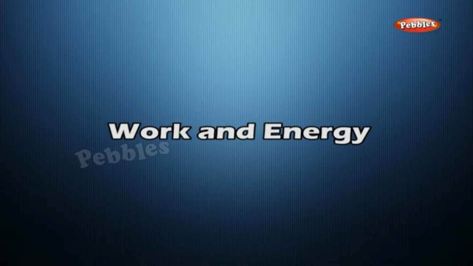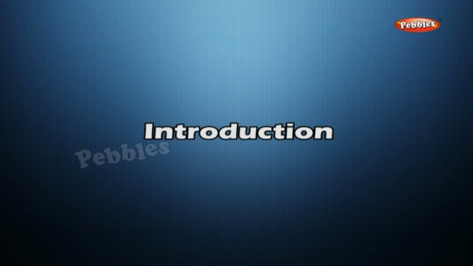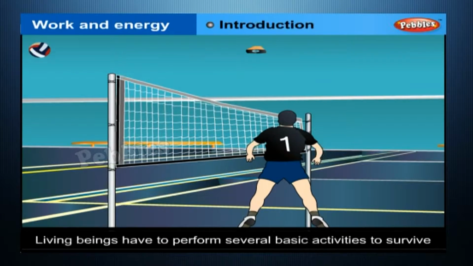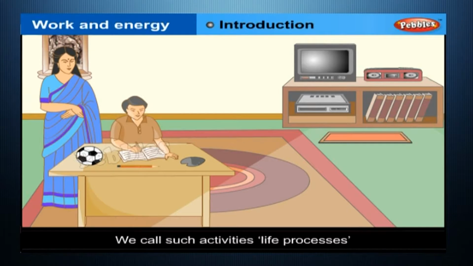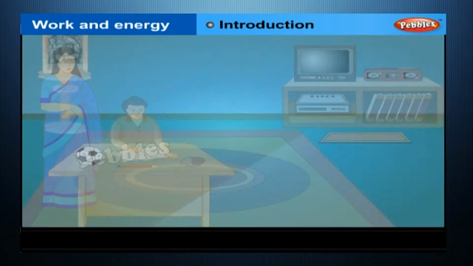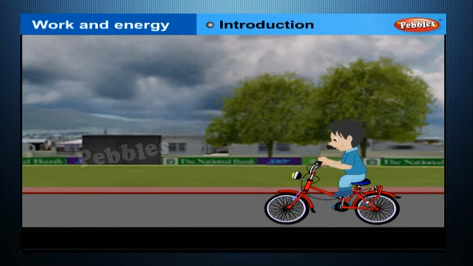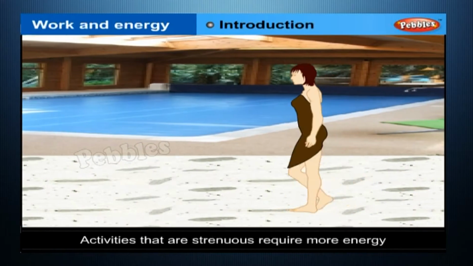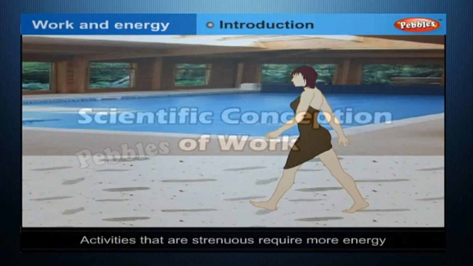Work and energy. Introduction. Living beings have to perform several basic activities to survive. We call such activities life processes. The energy for these processes comes from food. We need energy for other activities like playing, singing, reading, writing, thinking, jumping, cycling, and running. Activities that are strenuous require more energy.